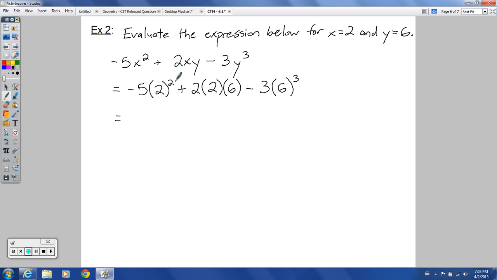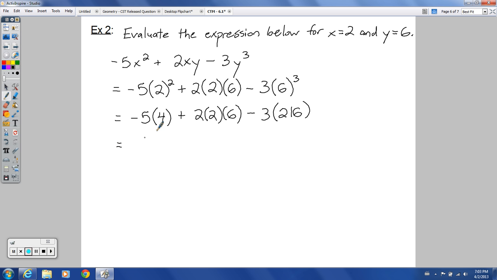So again, we want to do exponents before we would multiply, and we'd want to multiply before we would add or subtract. So keep your order of operations going correctly. Exponents first here, that would be a 4. 2 squared, 2 times 2. This I'm going to leave like that because there's no exponents here. I'm going to leave it like that for now. This would be 6 cubed. 6 times 6 is 36. And then times one more 6 would be 216.